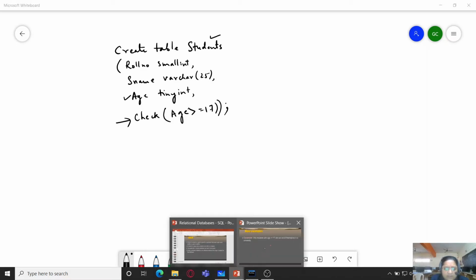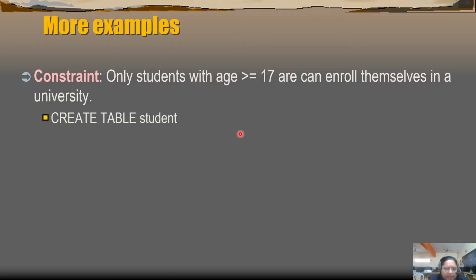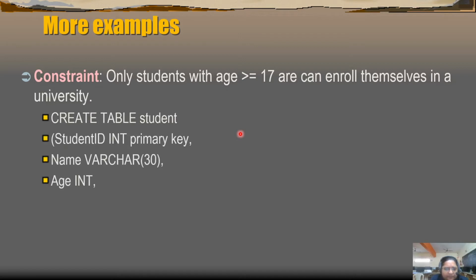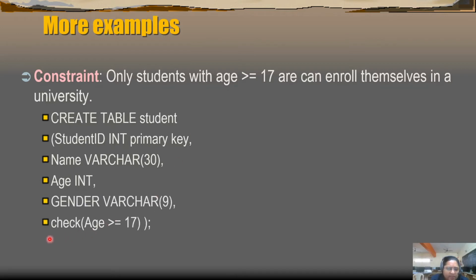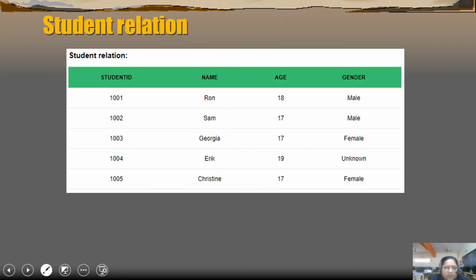So let us see, create table student. Here they have taken student ID, age int, and this is the check constraint which has been applied. Now they have taken student ID, I have taken roll number, so that doesn't really matter. What we needed to check was whether the check constraint was applied properly or not. Now we have the student relation here, and you can see the four columns: student ID, name, age and gender.